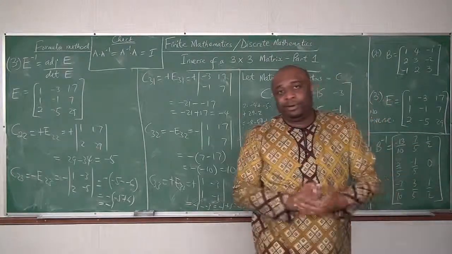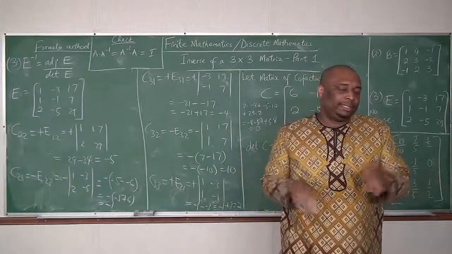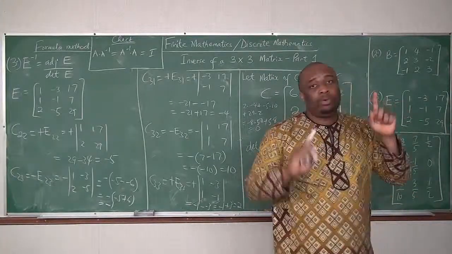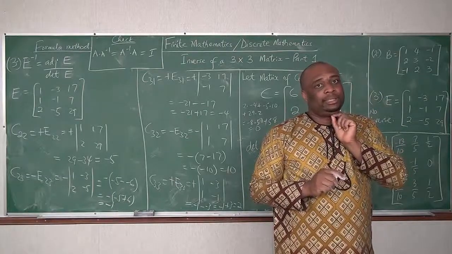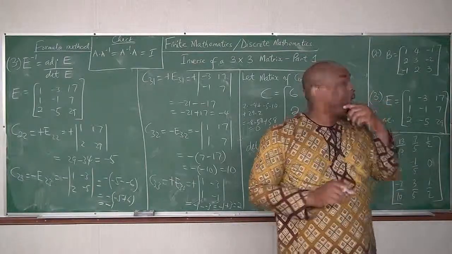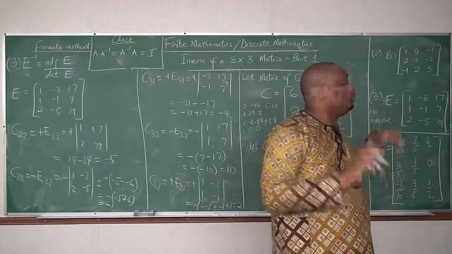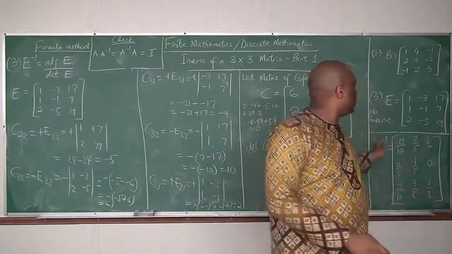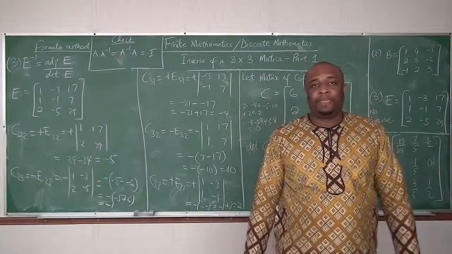Honestly, I prefer the row reduction method. It's much better. And then we can check it with A. We can check our work with A, since we just checked our work with B. And then of course E, you will see how E will work if we use the row reduction method. We'll see how it will be.